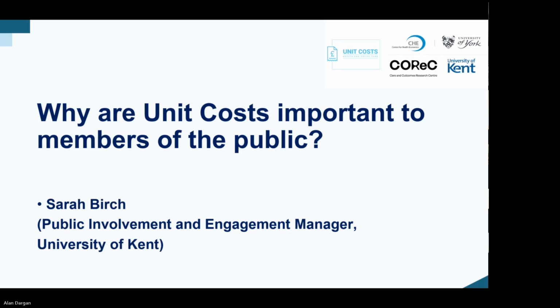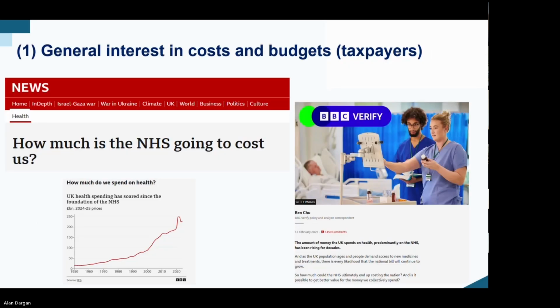On the next slide, you'll see the first of our examples. Firstly, many people have a general interest in the budgets and the spending within their country of residence, especially when it comes to health and social care. This is demonstrated by the generation of highly viewed news articles, such as the one published on BBC News last February, with the headline, "How much is the NHS going to cost us?"